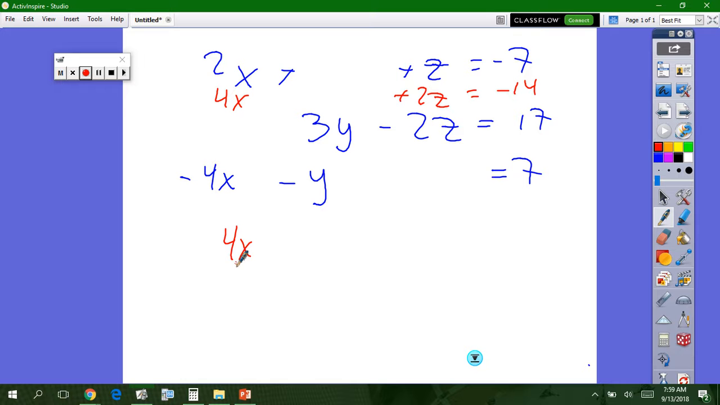0 plus 3y, 3y. 2z minus 2z, 0, which our goal was to get rid of, right? Okay, and negative 14 plus 7.